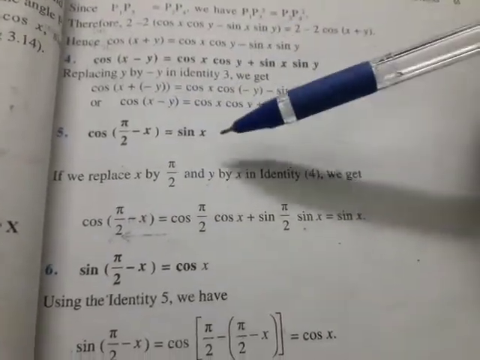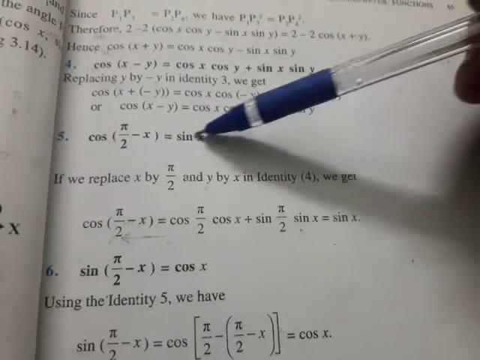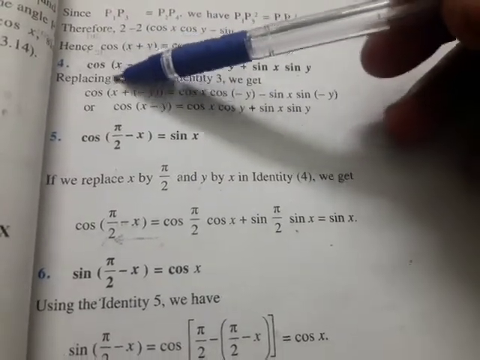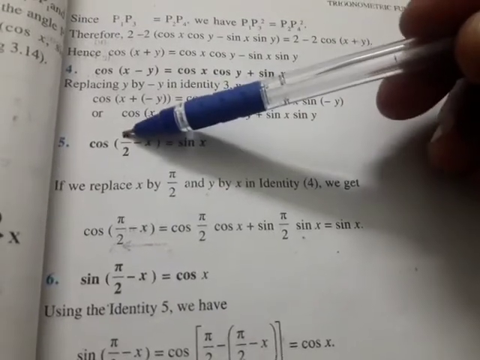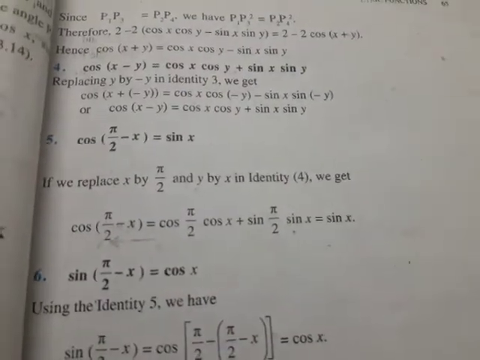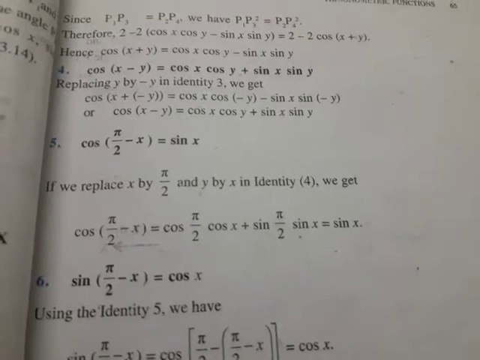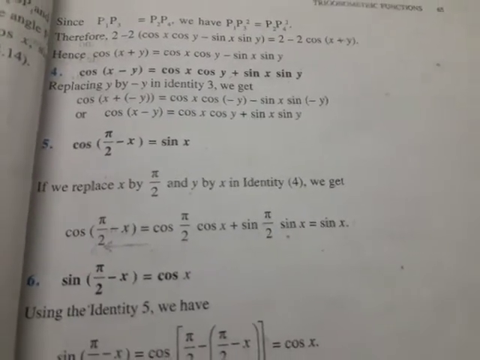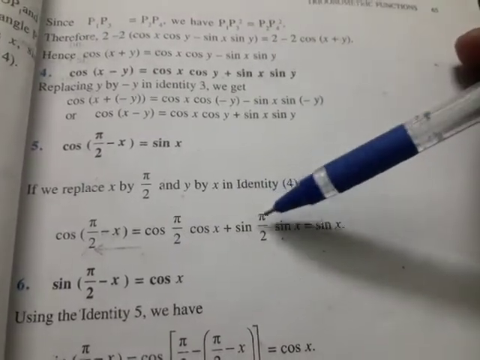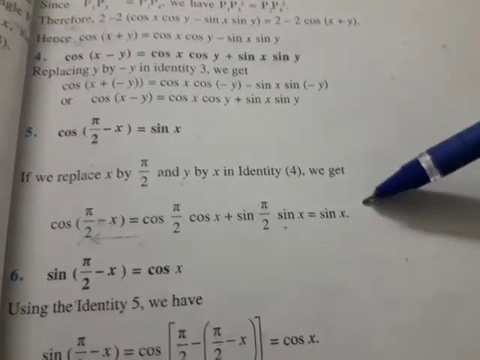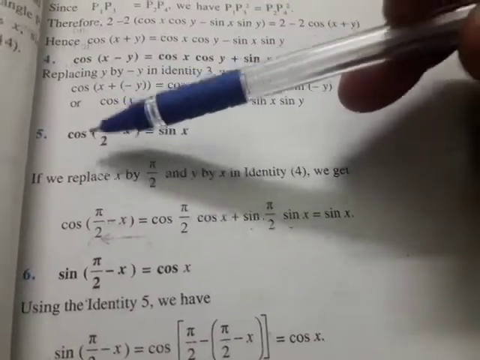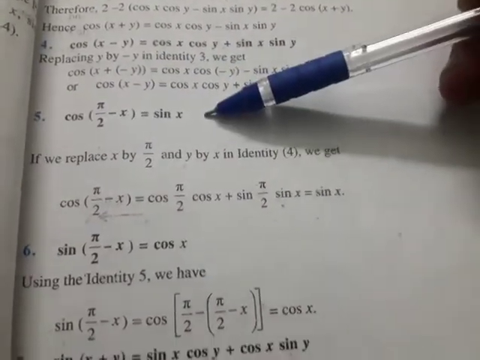Right. Next one, cos of pi by 2 minus x equals sin x. How is this arrived? This is arrived from the cos(x minus y) identity by replacing x by pi by 2. Right, because we know what cos pi by 2 is. Cos pi by 2 is 0. So this entire term will become 0, and sin pi by 2 is 1. So 1 into sin x is sin x. So cos(pi by 2 minus x), or cos(90 minus x), is sin x.